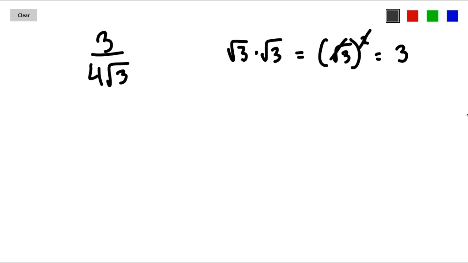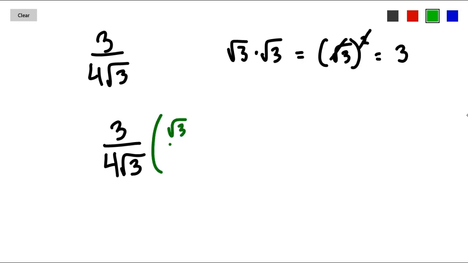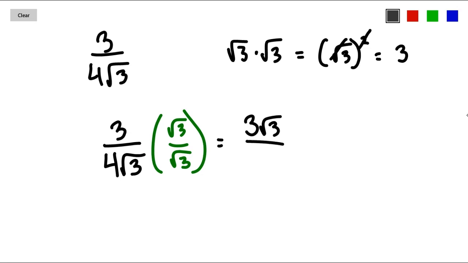So what I'm going to do is take this number and multiply top and bottom by the square root of 3. This is legal to do because the square root of 3 over the square root of 3 is just 1, and 1 multiplied by anything just returns the same thing. That's the identity property. So when I carry out this operation, I end up with 3 square root of 3 on the top and 4 times the square root of 3 squared on the bottom, which we've shown over here is just the number 3. So we have 4 times 3 on the bottom.